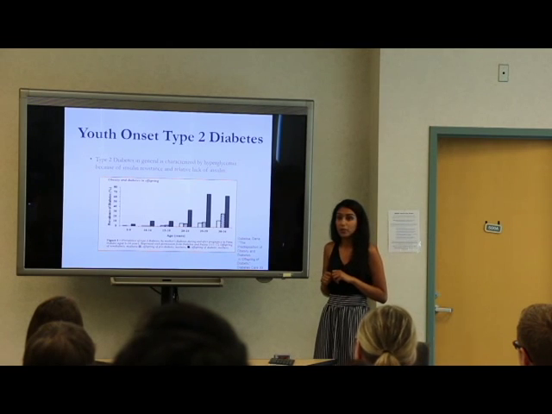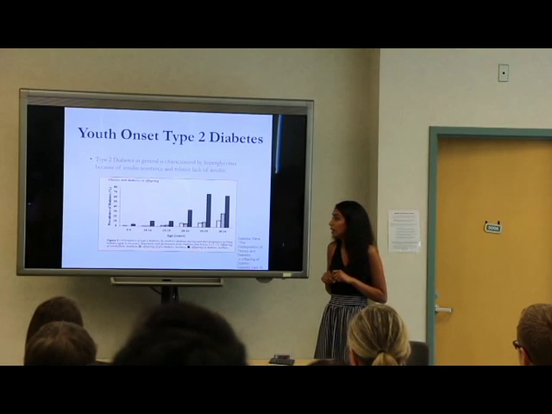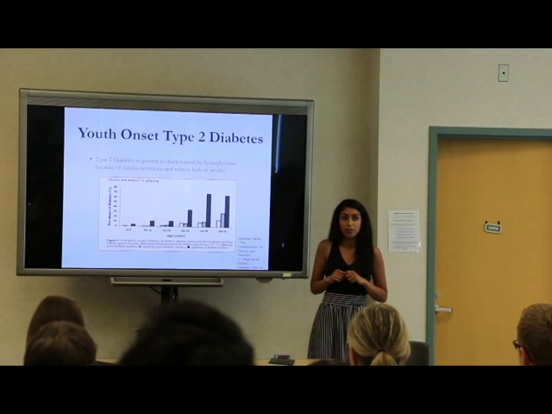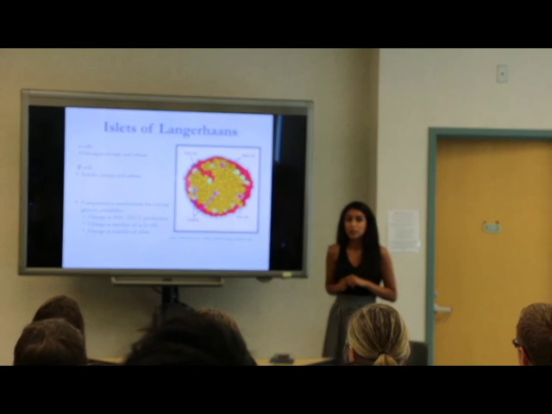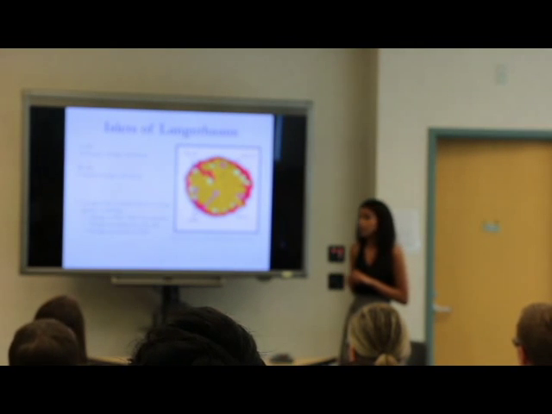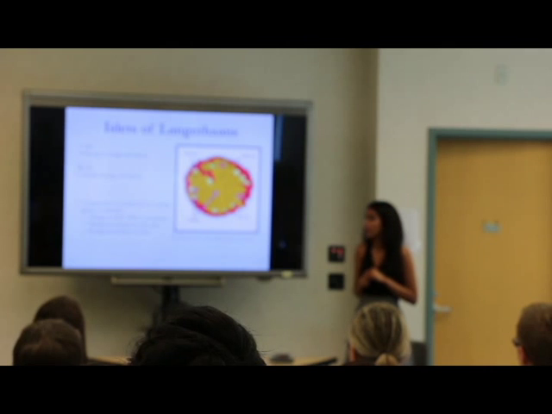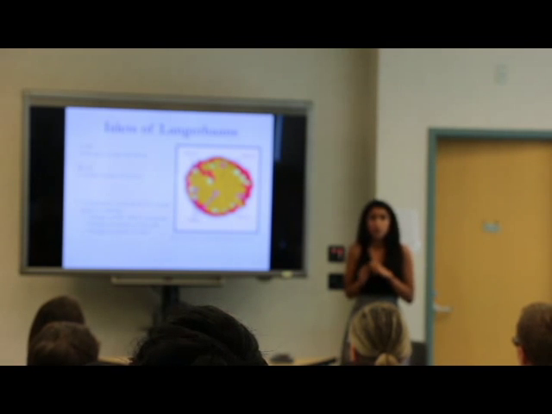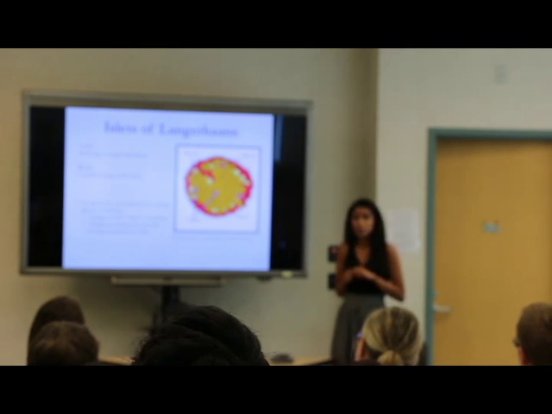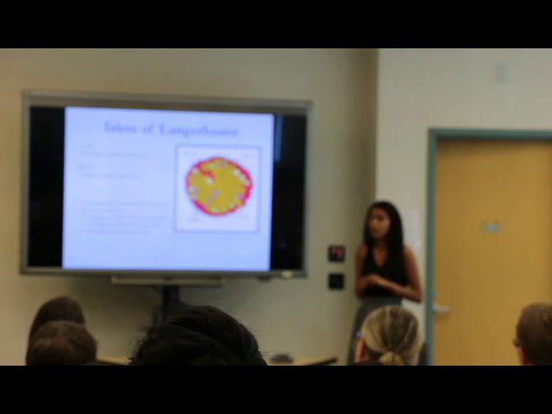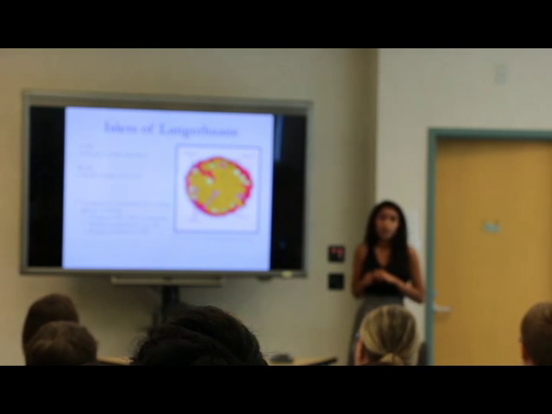So to better understand this relationship between youth onset type 2 diabetes and a pre-diabetic or fully diabetic mother, we decided to look at the pancreas. The islets of Langerhans are located in the pancreas. They're composed of multiple cell types, but we're going to focus on alpha and beta cells. Alpha cells are responsible for glucagon storage and secretion, and glucagon is the hormone that increases blood glucose levels, so it's released during times of fasting. And beta cells are responsible for insulin storage and secretion, and insulin is the hormone responsible for decreasing blood glucose levels, so it's released probably right after meals.